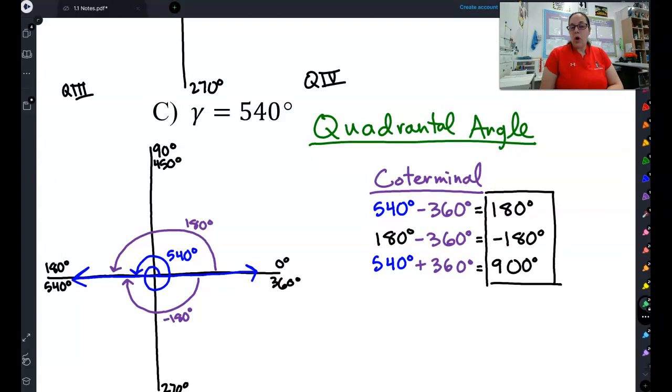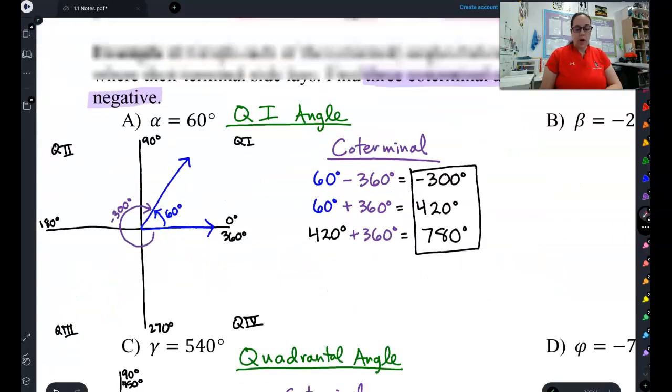I found a couple coterminal angles by adding and subtracting a full circle. I subtracted a full circle to get 180. Then I subtracted a full circle again to get negative 180, because remember the instructions asked for a positive and a negative. So that gives me a positive and a negative. And then I found another one so I could have a third. So that's some practice with positive angles.